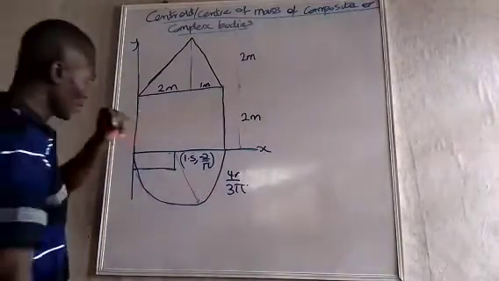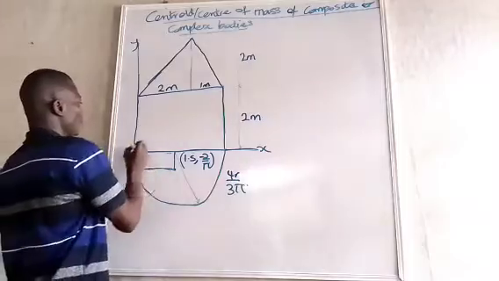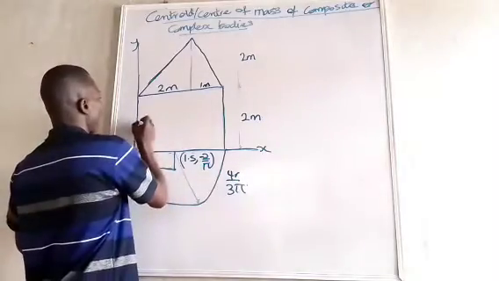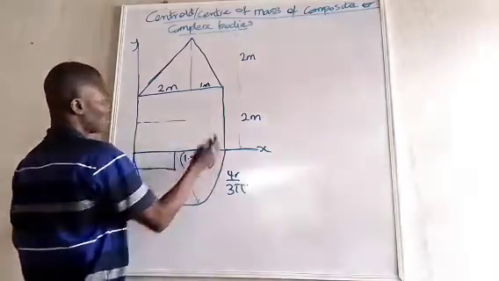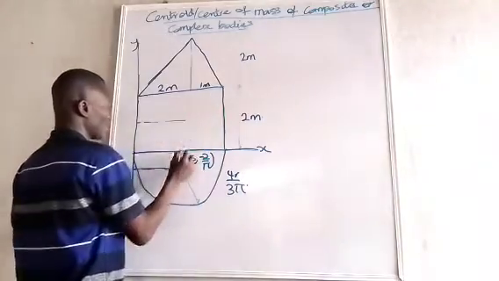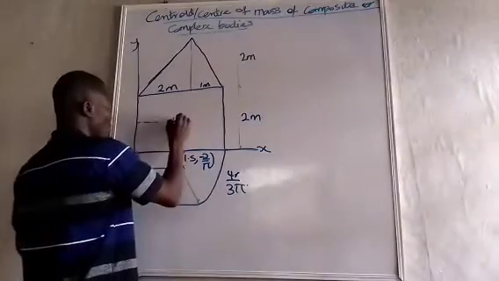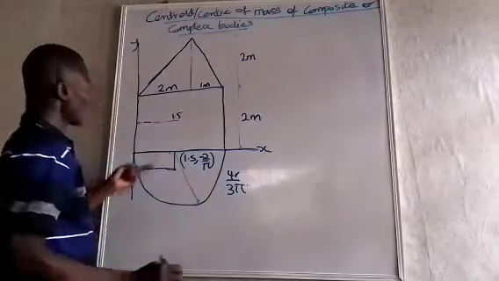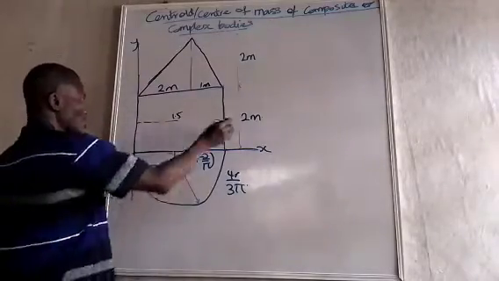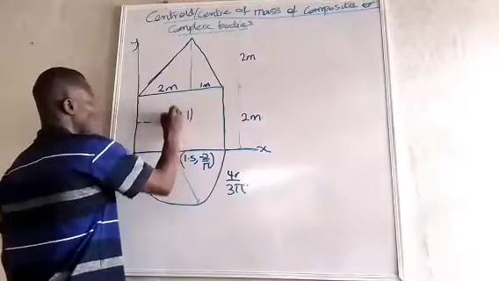Now let's deal with this one. For this rectangle, we can see that the centroid from this place to this place, if you look at this place, it's going to be 3. So it's going to be 1.5, just like this one, 1.5. And from this place to this place, because this is 2, it's going to be 1. So we have solved this one.